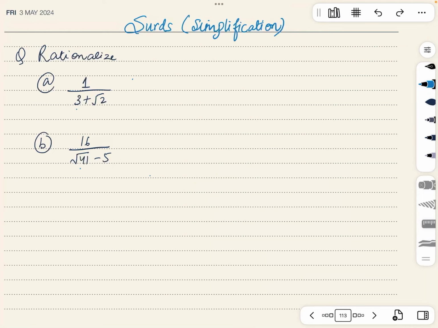Hi everyone. In this session, we are going to understand some very important questions of Surds. But before that, we'll also understand the fundamental topic of Surds, which is rationalization. Rationalization we do just because we need to get rid of the root from the denominator.